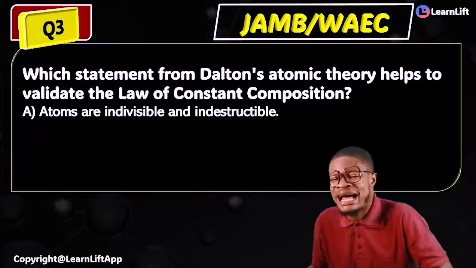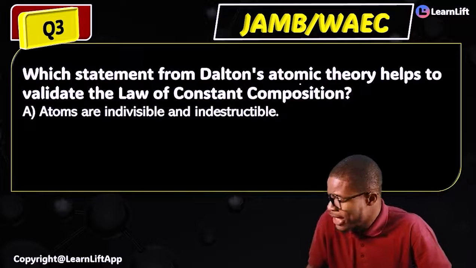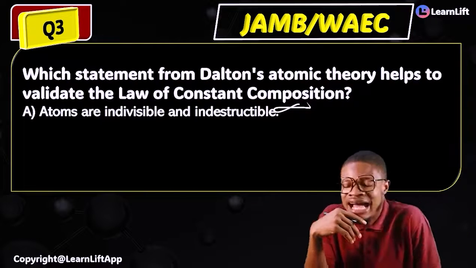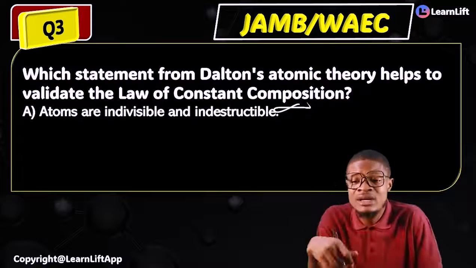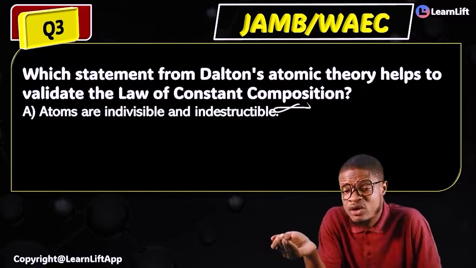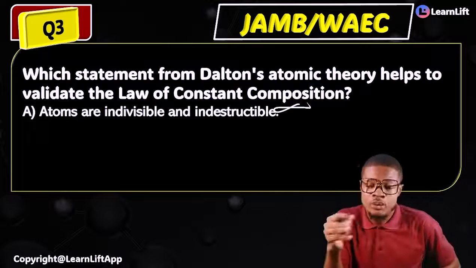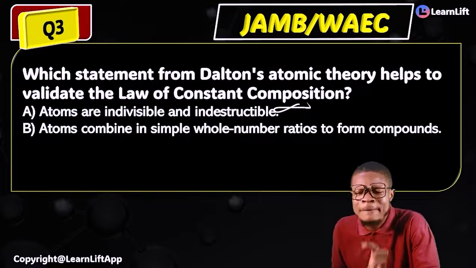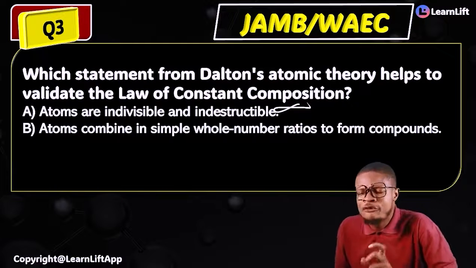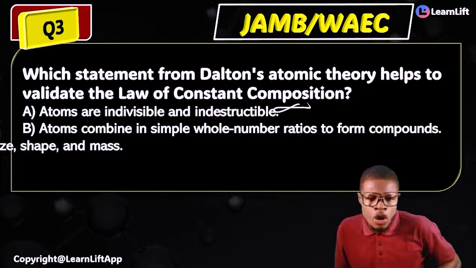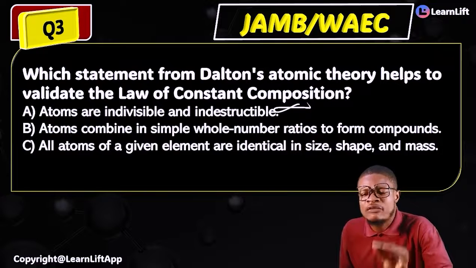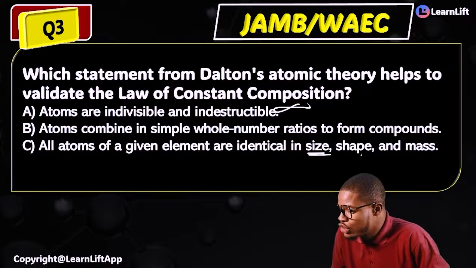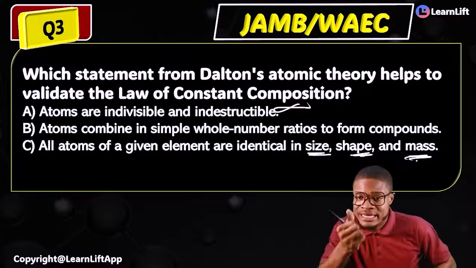Option A says atoms are indivisible and indestructible. No, this is not true. This one is talking about the indestructibility and the indivisibility of the atom. And we know that that's wrong, right? Because of the discovery of electrons, protons, and neutrons, which are the fundamental subatomic particles. Look at the second one. Atoms combine in simple whole number ratio to form compounds. That's not true. Option C says all atoms of a given element are identical in size, shape, and mass. Making sense?